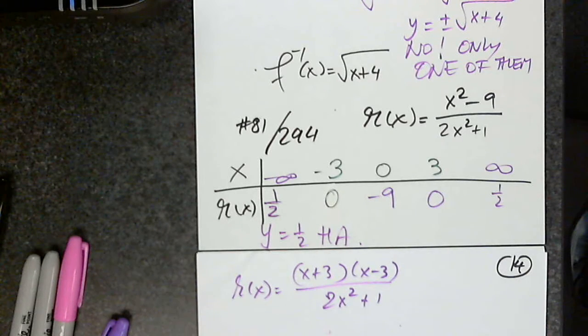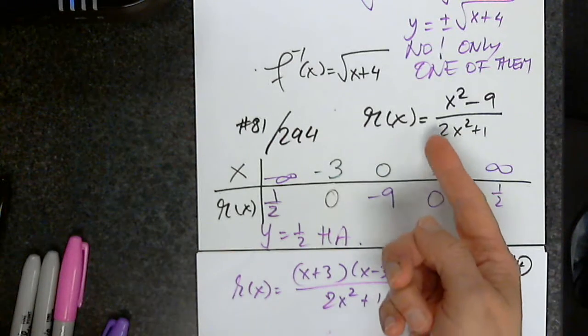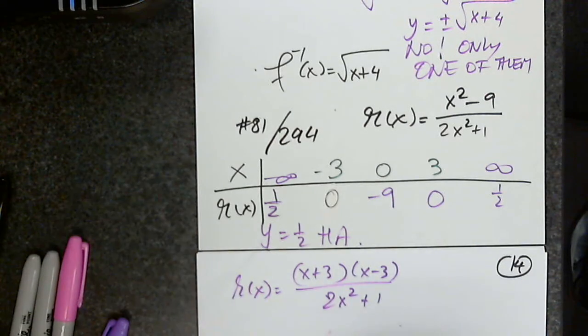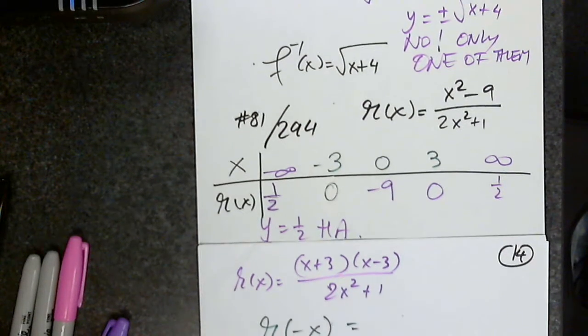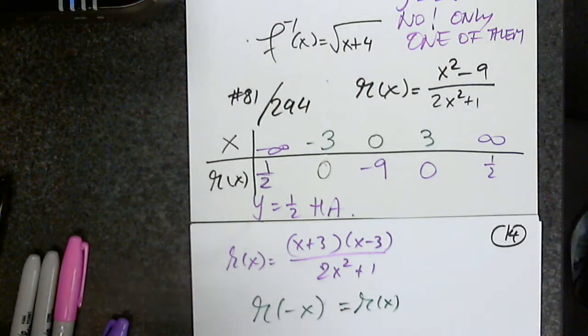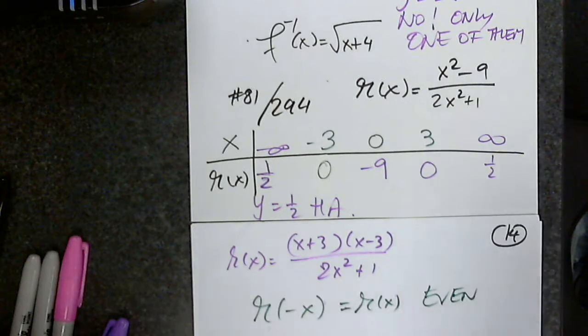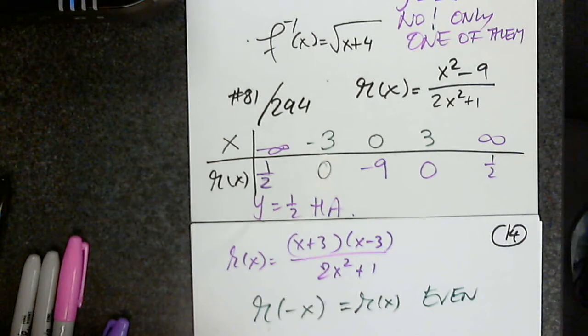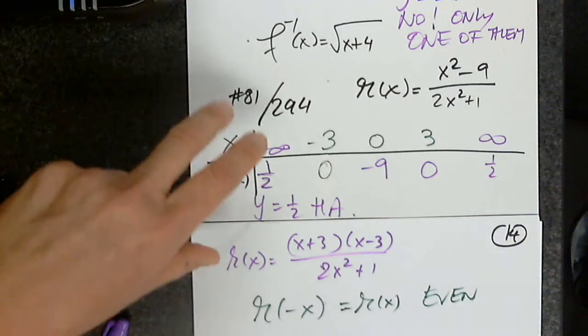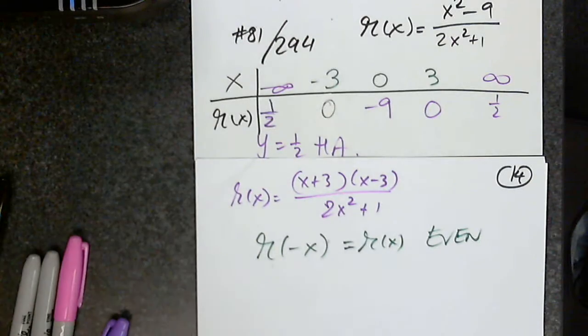Perfect. Can anyone tell us whether this function is symmetric? When you look at this function, can you identify whether this is symmetric or not? Yes, because r of negative x will definitely be equal to r of x. What does that mean? Symmetric with respect to the y-axis. Very good, even function. There is nothing else. You can find as many points as you want, but there is nothing else. Let's graph what we have, and then we'll check with the calculator.